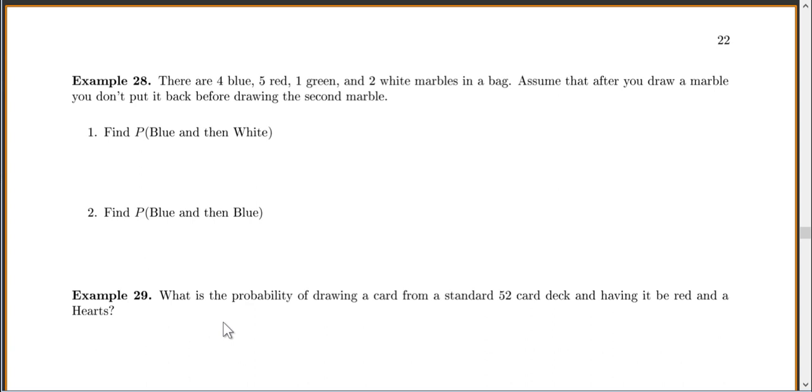Okay, now these next ones, we're going to use fewer formulas and a little bit more logic. So there are 4 blue, 5 red, 1 green, and 2 white marbles in a bag. Assume that after we draw a marble, we don't put it back before we draw a second marble. When you don't put it back, we call this without replacement. And knowing that we don't put it back is definitely going to change our answers. One of the things you should always do is find the total of how many marbles we have. So we have 4 blue, 5 red, 1 green, and 2 white. So that would be 12 total.